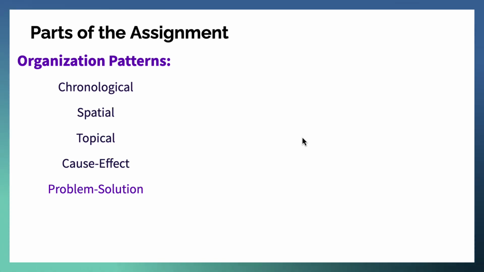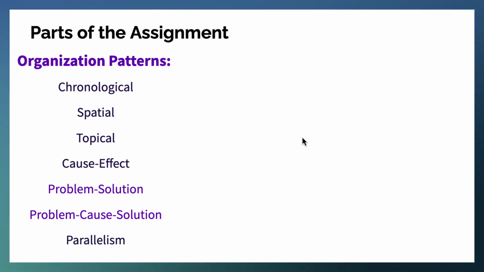Organizational patterns. Okay. There are chronological, spatial, topical, cause and effect, problem solution, problem cause solution, and parallelism. Now, problem, cause, solution, and problem, solution are in purple there because those are generally suited for a persuasive speech. And since this assignment is related to your informative speech, that's why I separated those out.